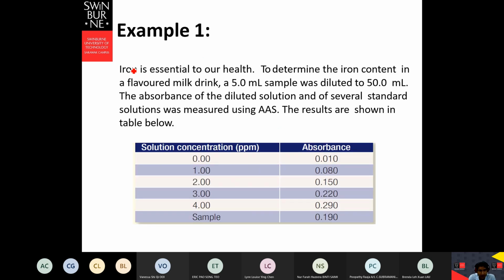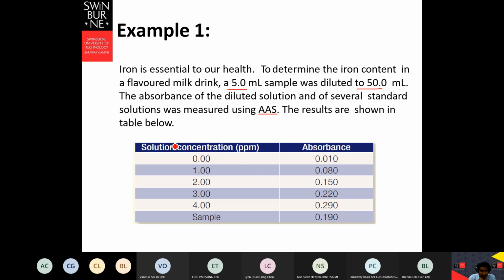Now we are going to an example that says that iron is essential to our human health. To determine the iron content in a flavored milk drink, a 5 milliliter sample was diluted to 50 milliliter. 5 was diluted to 50, that means 10 times dilution, right? The absorbance of the diluted solution and of several standard solutions was measured using AAS, atomic absorption spectroscopy. The results are shown in the table below.